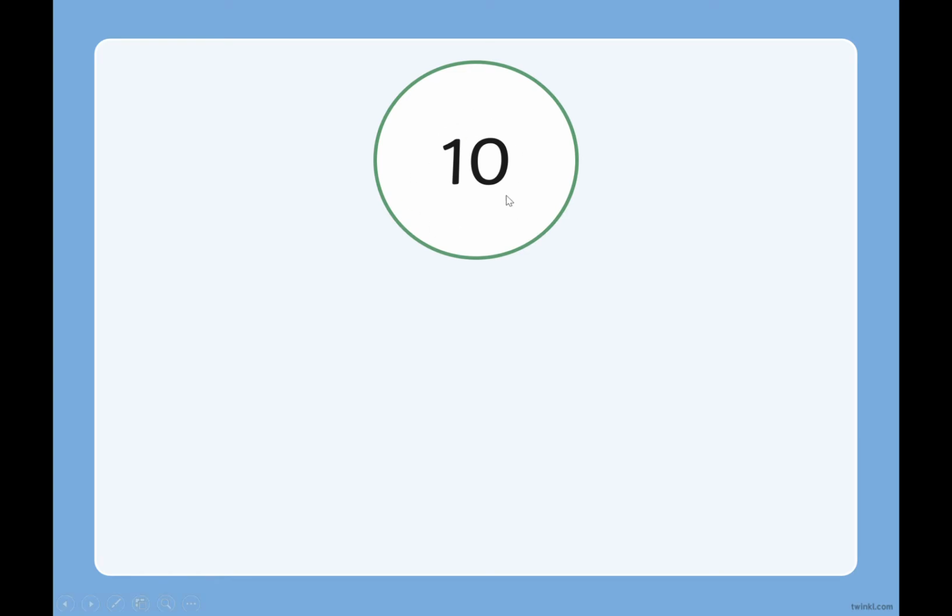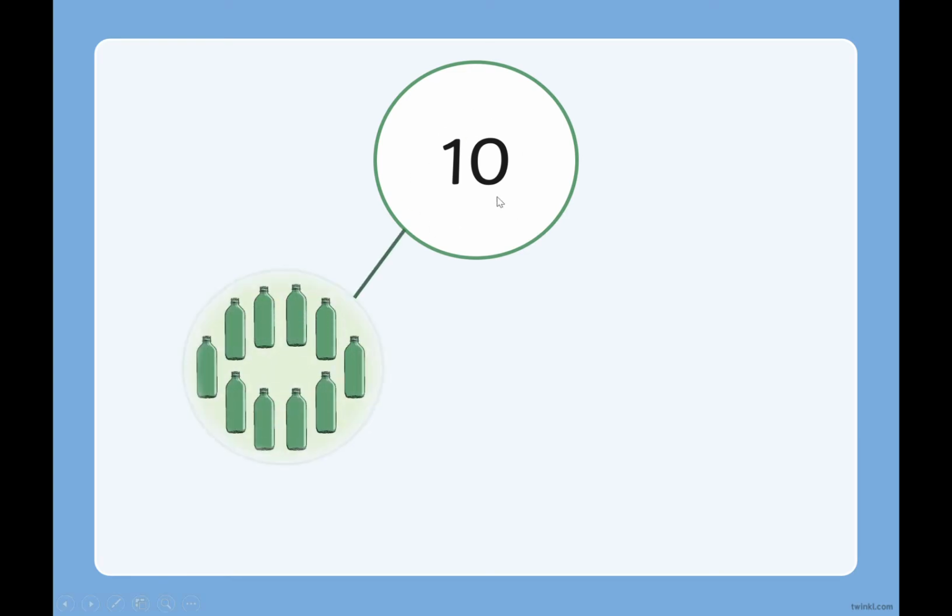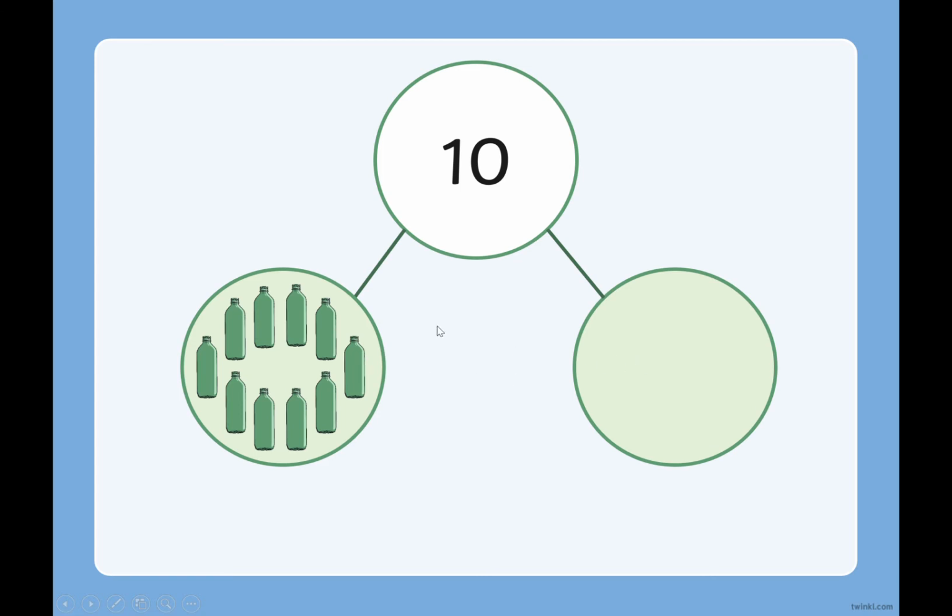So this is showing us the part-whole picture. So our whole, our total, is at the top here. A big number that we're making is 10. And here in this little circle we have got 1, 2, 3, 4, 5, 6, 7, 8, 9, 10. We've got 10 bottles there. And here we have got 0 bottles because 10 plus 0 makes 10. Here's our number sentence. 10 plus 0 makes 10 altogether.